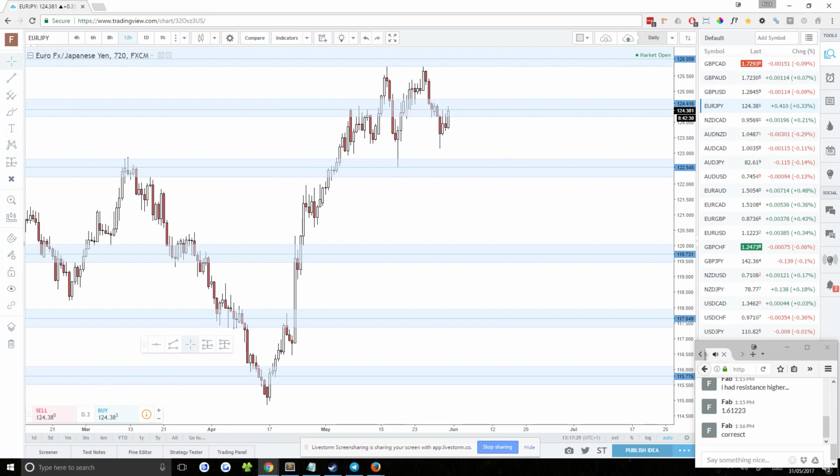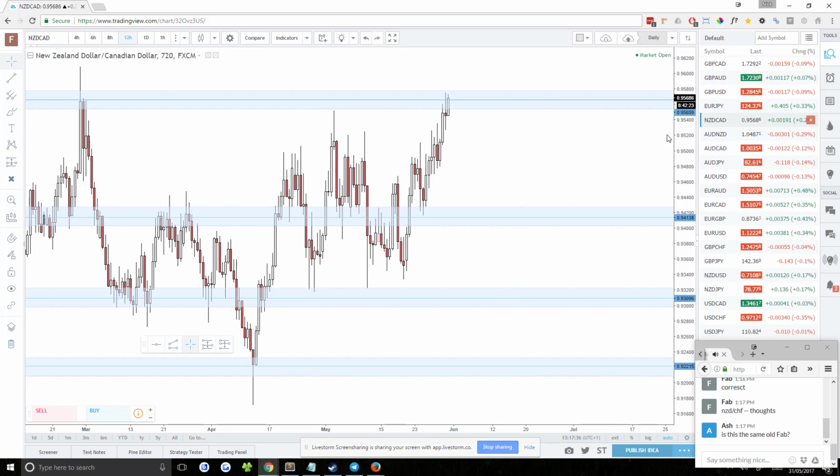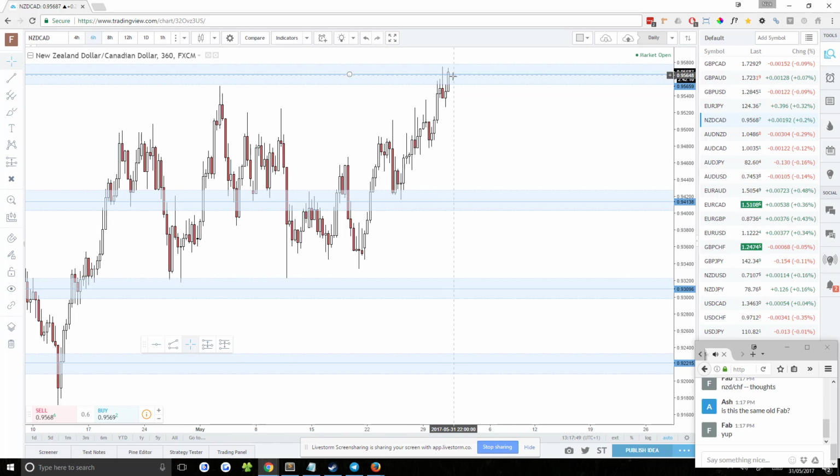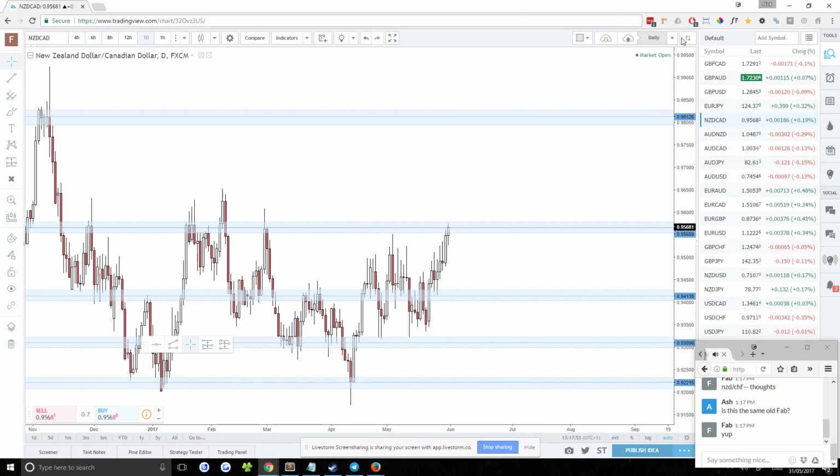EURJPY, same sort of thing. Continuation, could be, maybe, who knows. And New Zealand CAD, counter trend reversal, potentially forming. I'm watching this one on the 12-hour, perhaps even lower. I'm just watching this pair. I just want to see what happens. If we get strong indecision, I might be tempted to enter a reversal trade here. That is the summary for today.